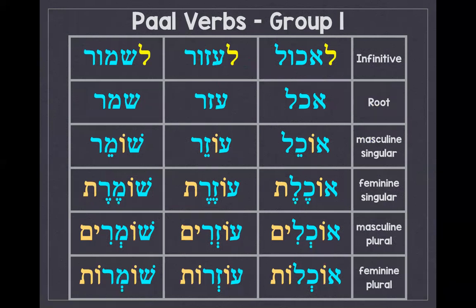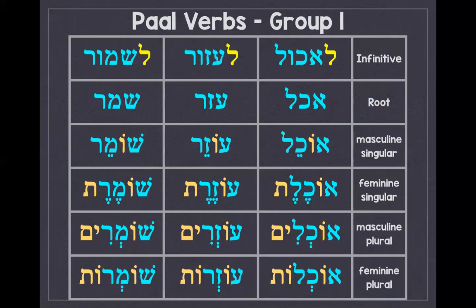And then our masculine singular, ochel, ozer, shomer, we have that o'e sound pattern. Feminine singular, ochelet, ozeret, shomeret, we have that o'e'et sound pattern. Masculine plural, ochlim, ozrim, shomrim, we have that o'im sound pattern. And feminine plural, ochlot, ozrot, shomrot, we have the o'ot sound pattern.